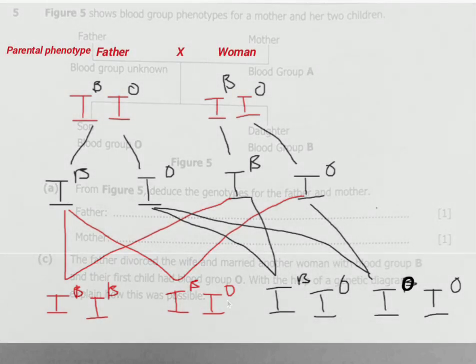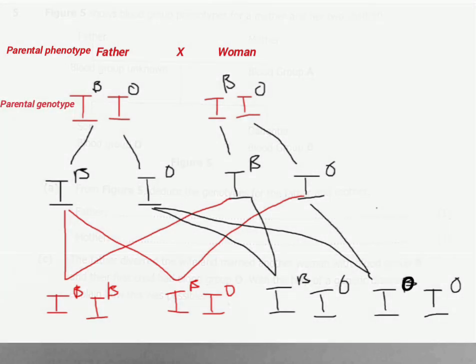Then the next one is the genotype, the parental genotype. The genotype, remember, is represented by the alleles, and alleles go in pairs. The father has blood group B, and similarly the woman also has the same blood type, which is B. Then we split the gametes of the father and the gametes of the woman.